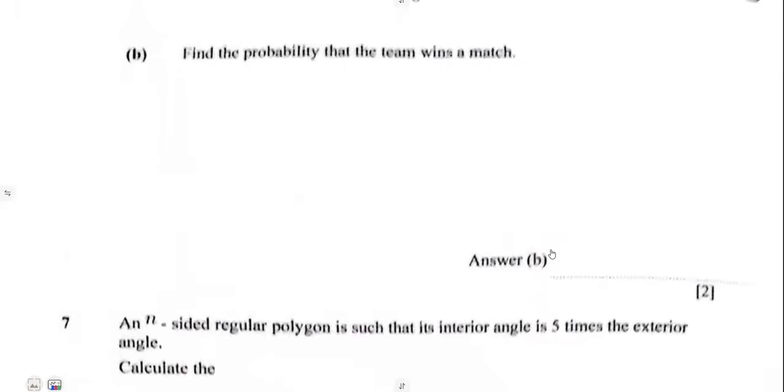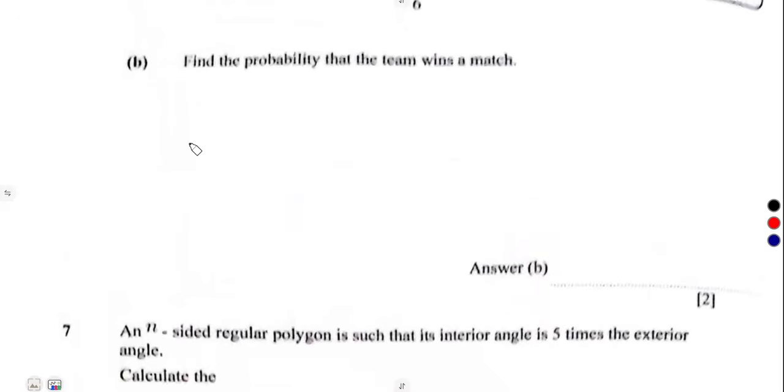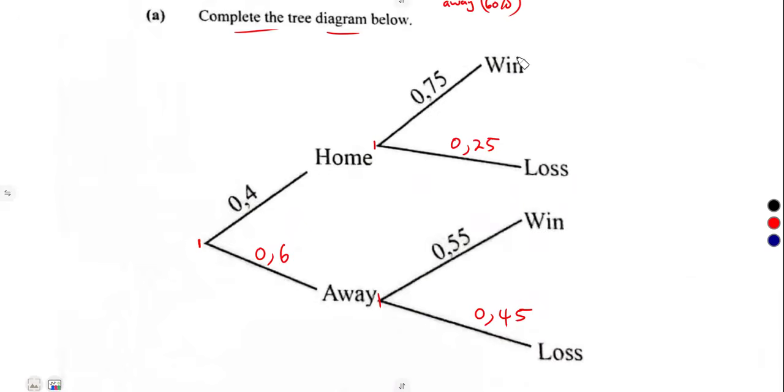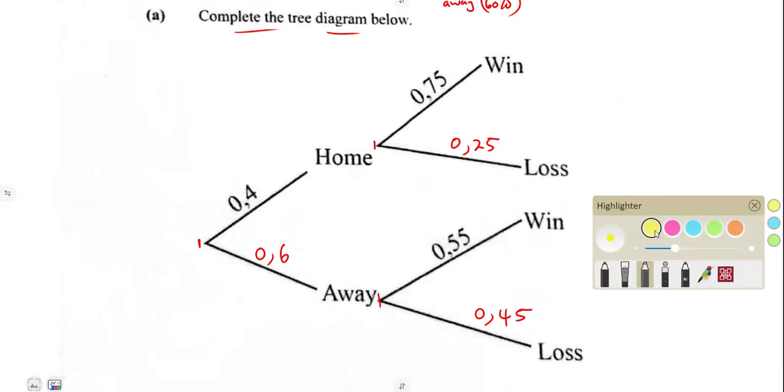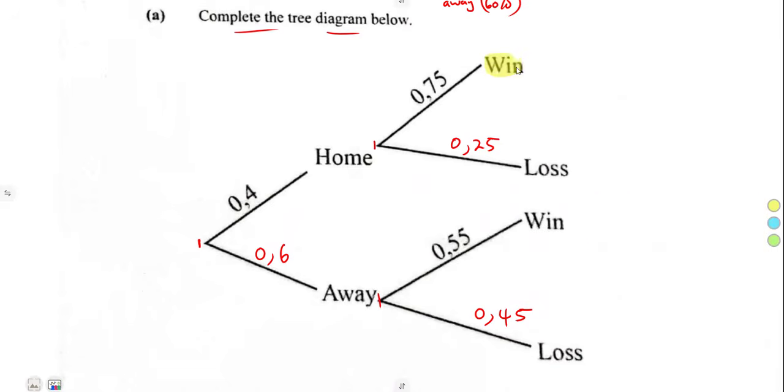All right, then let us consider the questions. That is part B. Find the probability that the team wins a match. Just to win a match. So to win, they can do that. To win, there's a win here. So you consider the branch where there is a win. There's also a win here.